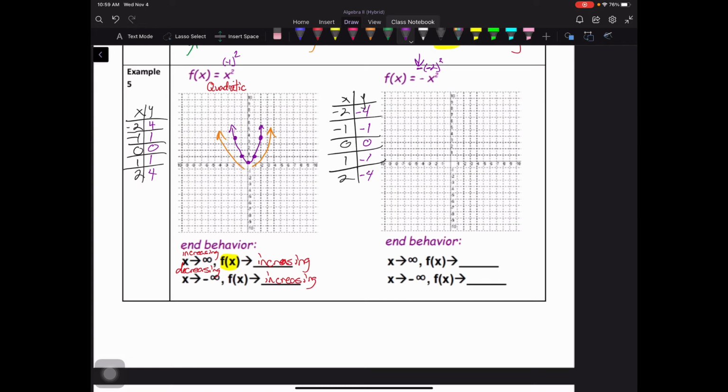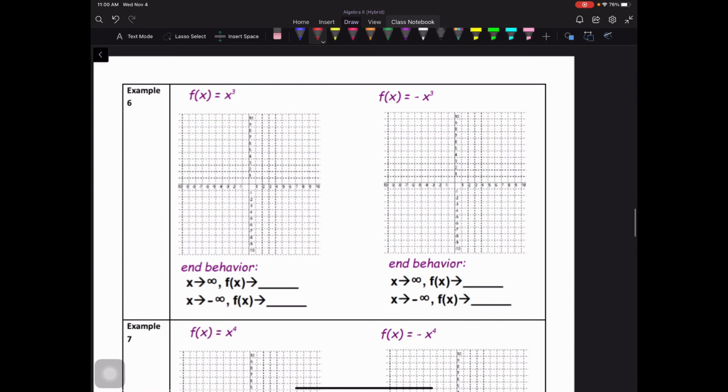Going to the origin, plotting the first point, -2, -4. Then -1, -1, 0, 0, 1, -1, 2, -4. So here's my parabola going the other direction. So now, as x is increasing, my function is decreasing. And as the x values are decreasing, my function still is decreasing.